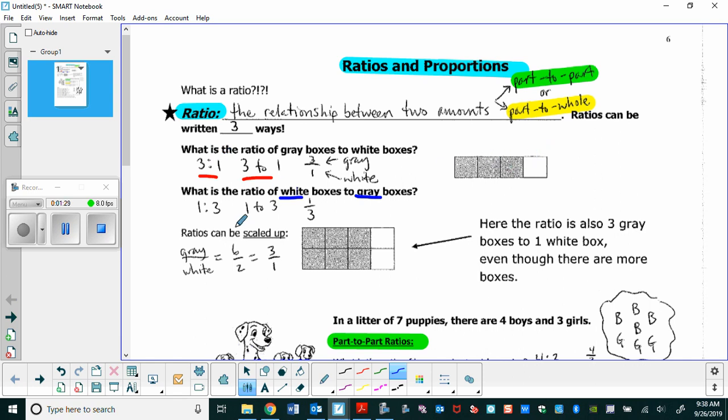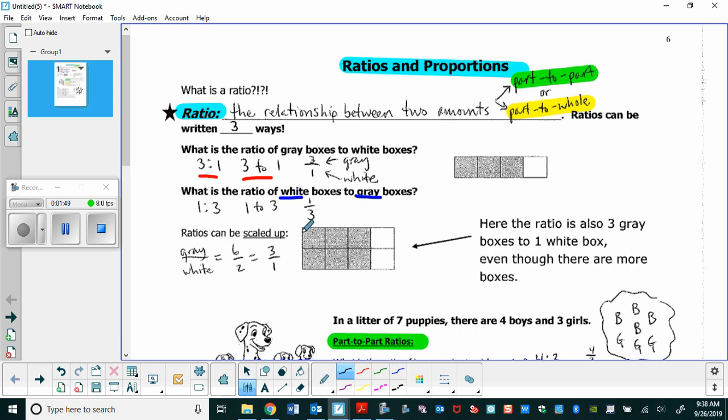Now ratios can be scaled up, so I can now ask over here, what's the ratio of gray boxes to white boxes? And the ratio of gray to white, there's 6 gray boxes for every 2 white. And when we reduce that, we can see that for every 1, 2, 3 gray boxes, there'd be 1 white box. So ratios can be scaled up.